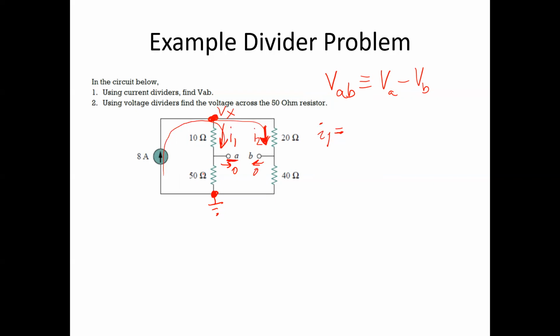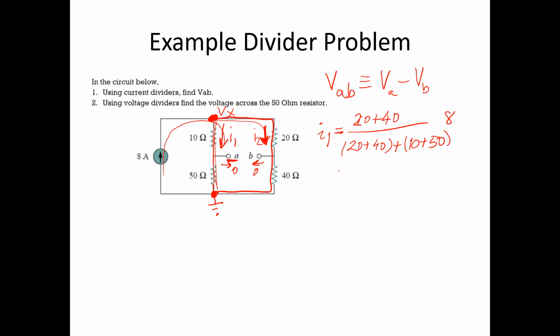So the 10 ohms and the 50 ohms are in series. I could write 10 plus 50. And the 20 plus the 40 are also in series. Remember, if I'm finding I1, I need the sum of the resistances in the opposing branch. So I need to take 20 plus 40 divided by 20 plus 40 plus the sum of the resistance in the opposing branch. And again, you have to make sure that these 2 branches are in parallel. So we have one connection this way between Vx and ground, and the other connection in this direction between Vx and ground. So this is going to be 10 plus 50 times 8.